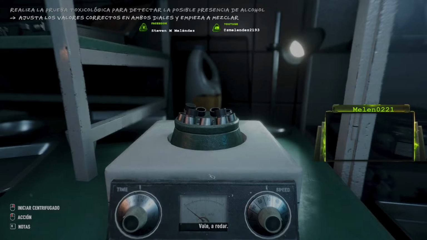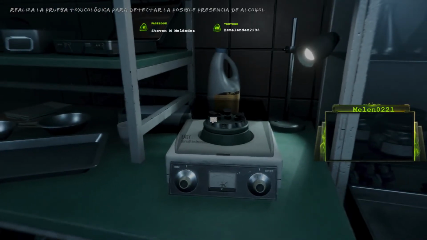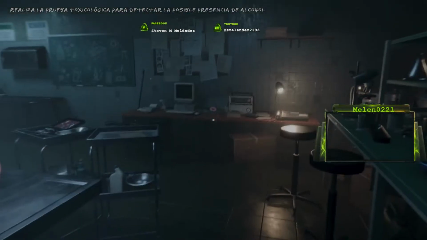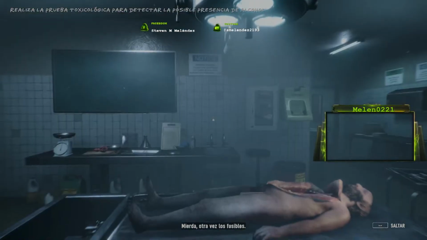Okay, let's roll. Oh shit. The fuses again.